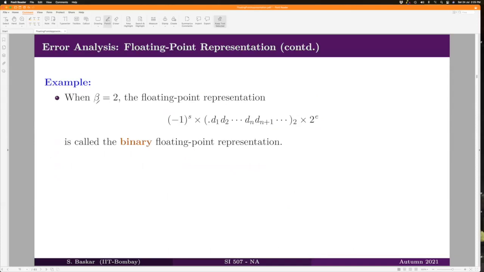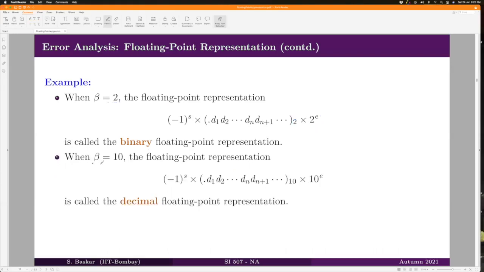Let's take an example with beta equal to 2, in which case we call the representation a binary representation. It means you have 2 to the power of some e. This is just to indicate that our representation is with base 2. Similarly, if we take base 10, we call it decimal representation. Generally, human beings work with decimal representation, whereas computers work with binary representation. There are also other representations which we will not go into. I hope you all know it from your school time. Even in our numerical analysis course, we will never touch upon the binary representation. We will always work with the decimal representation.